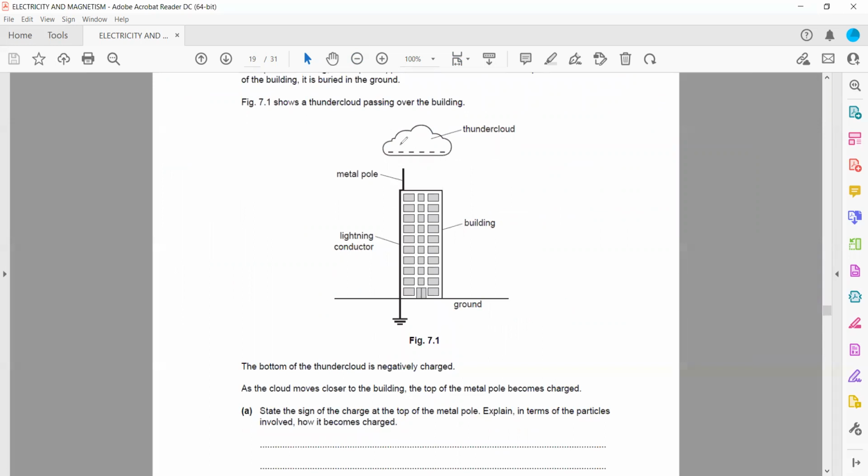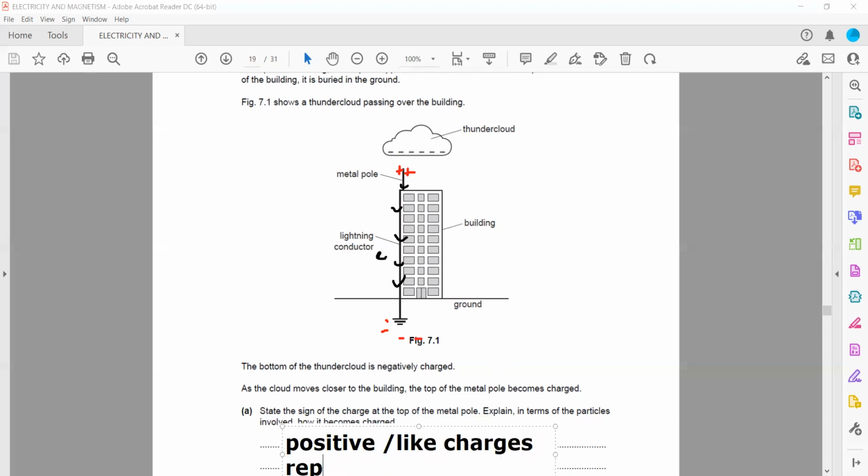Because like charges repel, unlike charges attract. So there will be positive charge here and a majority of negative charge down. And what is the reason for that? Because like charges repel, which allows the electrons to move away towards the bottom. So here the charge on the top will be positive, and the reason is because like charges will repel, so it will force electrons to move towards the bottom.